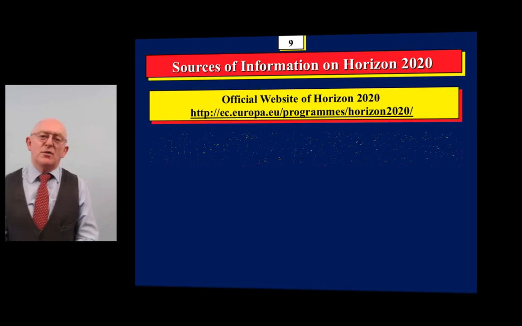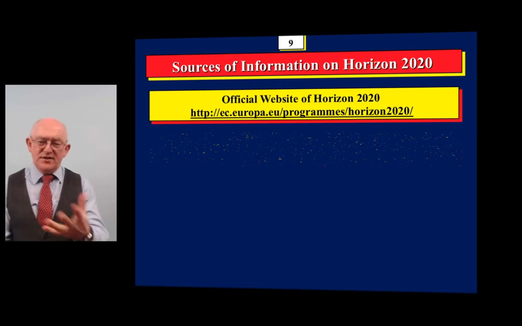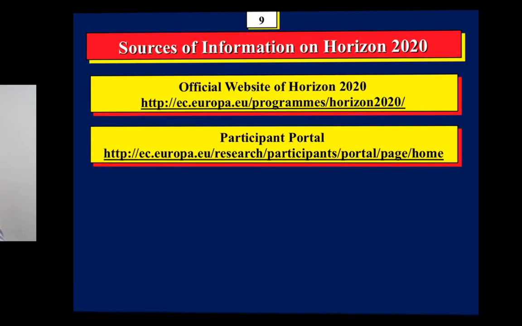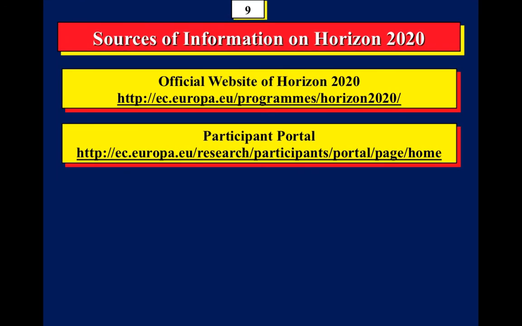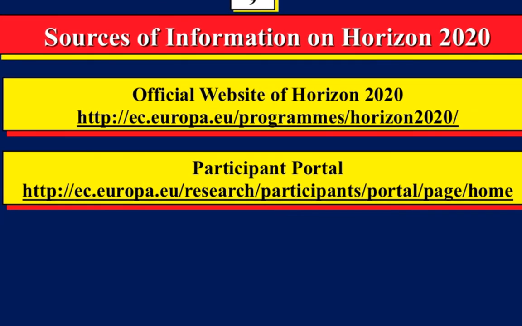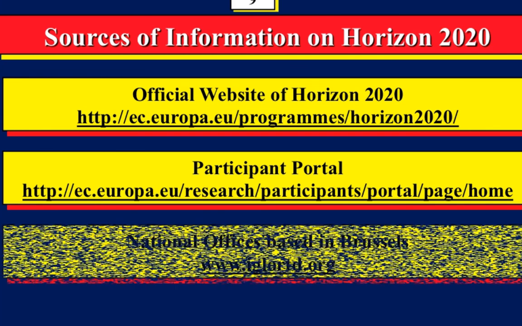Now, this is just a summary of the sources of information. This is the official website of Horizon 2020, but this is the important one, the participant portal. This is where you get the information on the programs. This is where you get the calls for proposals. This is where you put your name in to be an expert. And most importantly, this is the website where you submit your proposal. And we're going to have a look at that as an e-learning module later.